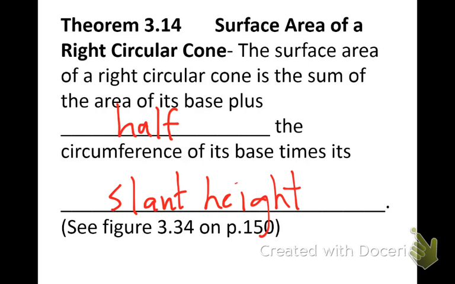Yes? But then why is it half the circumference? Wait, never mind. Because the circumference and perimeter are interchangeable. The perimeter of a pyramid is the same thing as the circumference of a circle. The circumference is the perimeter of the circle. I was thinking about something else. Okay.